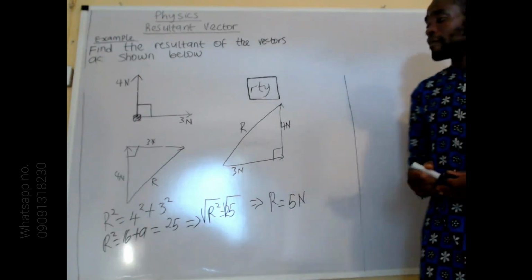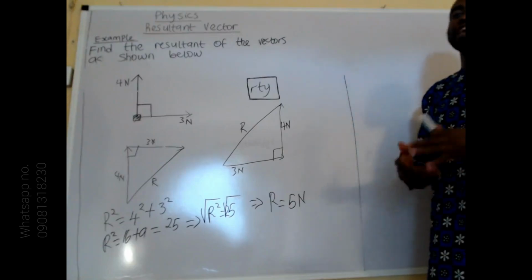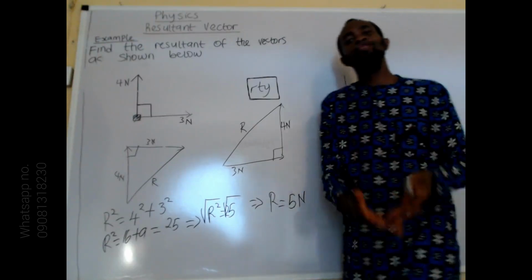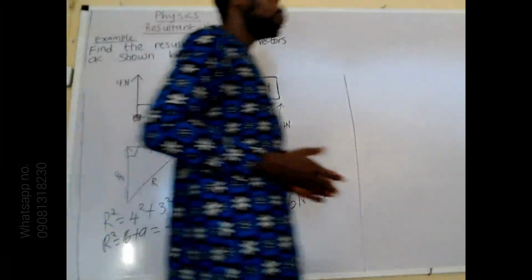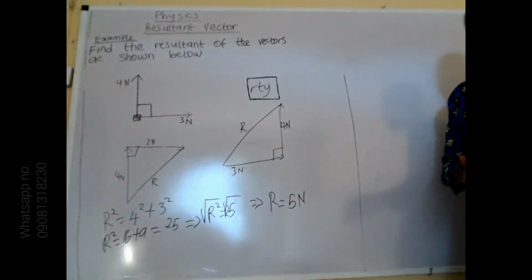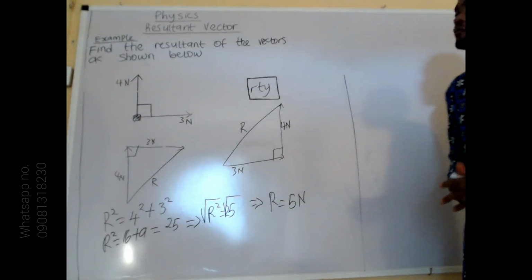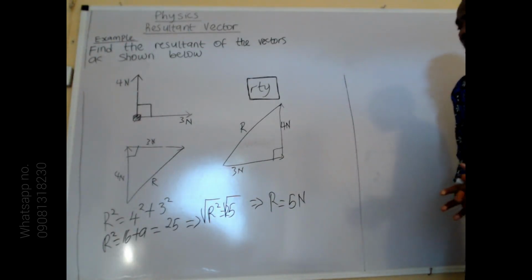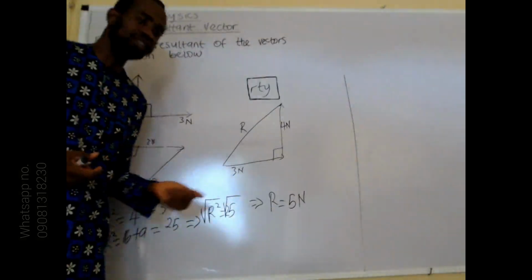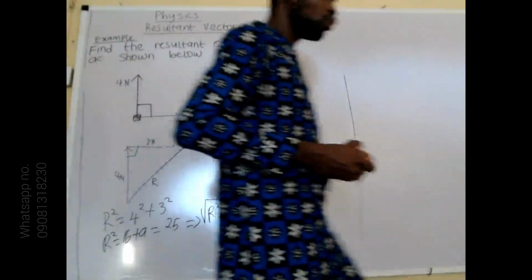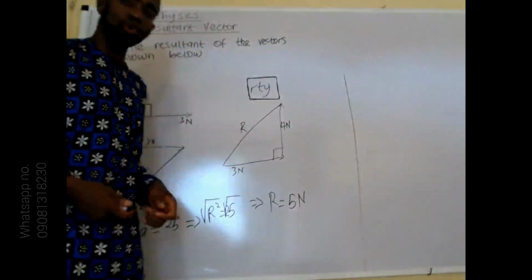So this is the resultant vector. Mind you, this is the size of the resultant vector, and as you know, a resultant vector has both magnitude and direction. All vectors have magnitude and direction. This 5 Newton is just the magnitude of the resultant vector. Now, how do you go ahead to get your angle, the direction of your resultant vector? Because if you can find the angle, definitely what you have found is the direction of the resultant vector.